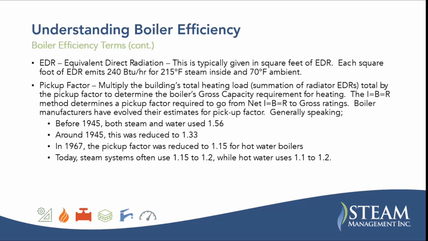But if you have an older boiler that you're replacing, you may not want to go gross output to gross output. That's kind of the takeaway here. If they're using a pickup factor of 1.3, you may be able to use a pickup factor nowadays of 1.15. And so your actual gross requirement of the boiler could be lower than the existing boiler's requirement.